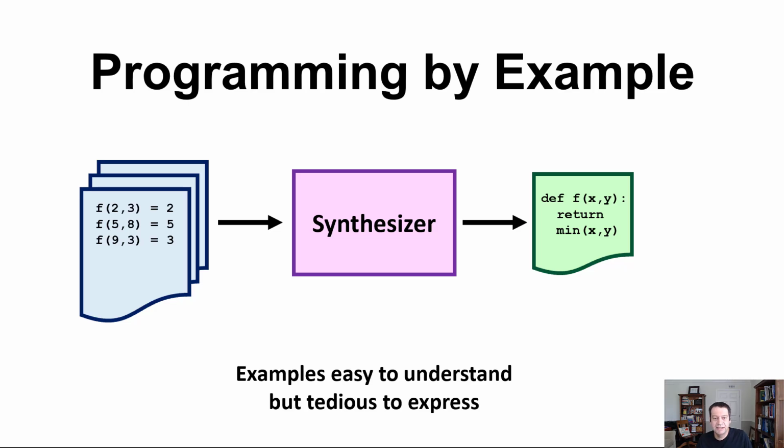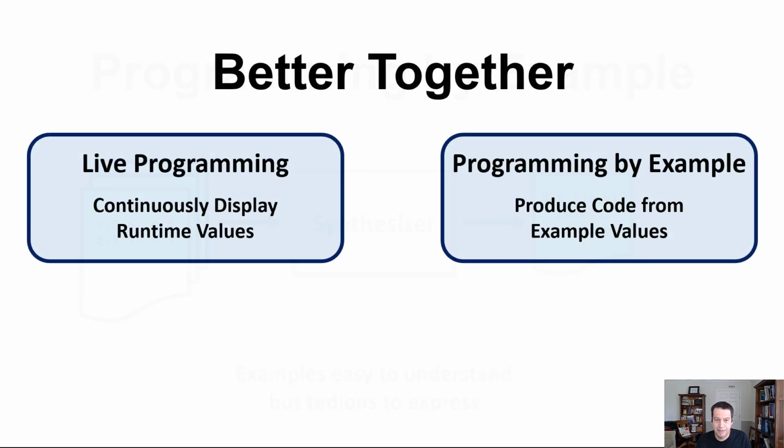And so here's where some of the cool stuff will happen. We will basically combine live programming and programming by example. Just to summarize where we're at, we have live programming, which continually displays runtime values, and programming by example, which produces code from example values, but the example values are tedious to express and specify. So we see this opportunity for combining the two.